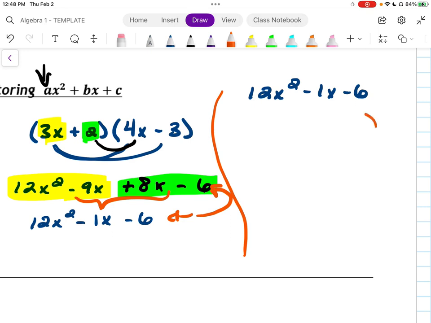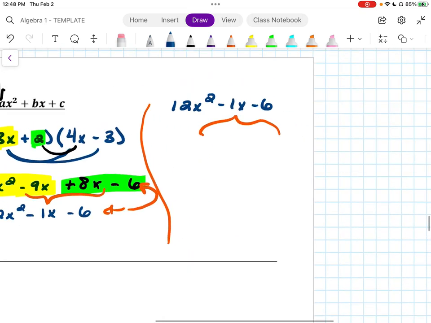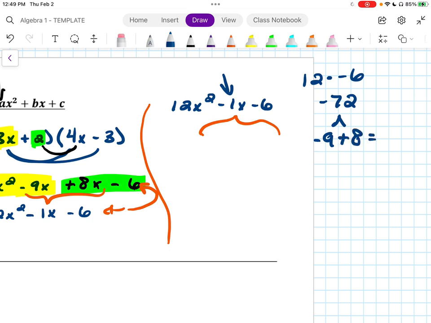I'm going to want to do that over here, but I need a rule to help me figure out how to do that. And here's our rule. You're going to take your first piece and your last piece and multiply them together. 12 times negative 6, what's that going to be? That's going to be negative 72. Now, like before, we're going to look for things that multiply to be negative 72 and add up to be negative 1. And it happens to be that negative 9 plus 8 is negative 1. Negative 9 times 8 is negative 72, and adding up they give negative 1.